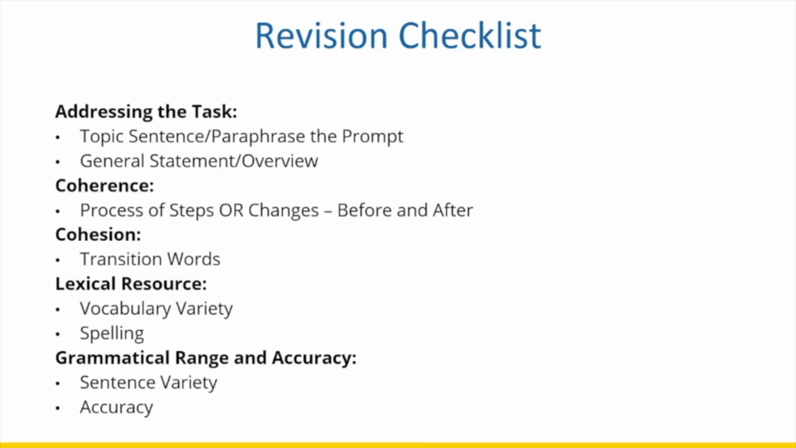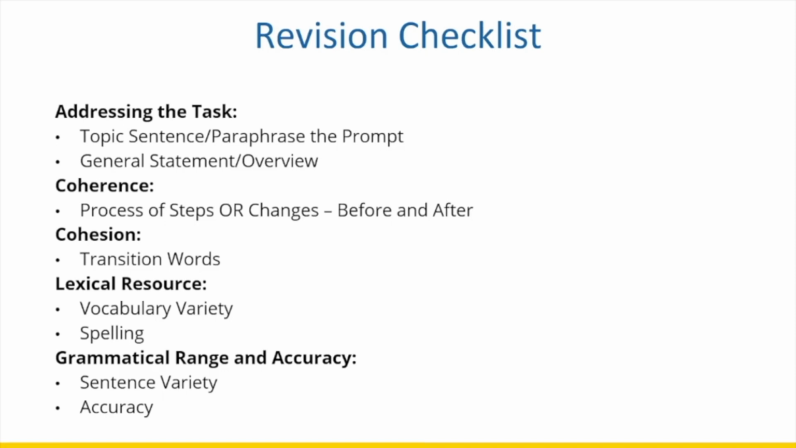And last point we have is grammatical range and accuracy. So that's again about sentence variety and accuracy. I explained to you previously about that too, how you need to have 4 different types of sentences, such as simple sentence, compound, complex, and compound complex sentence. Make sure you include at least one of each, and that will really help you to get a better score.